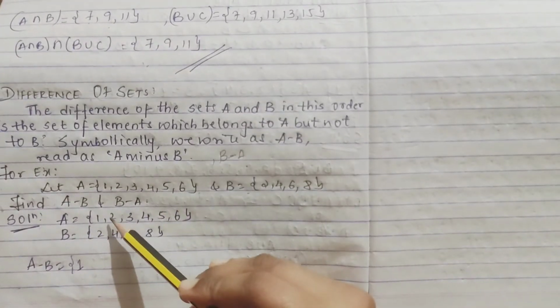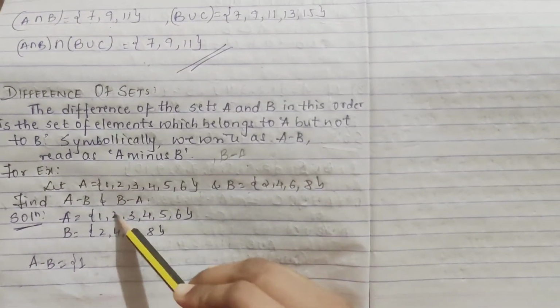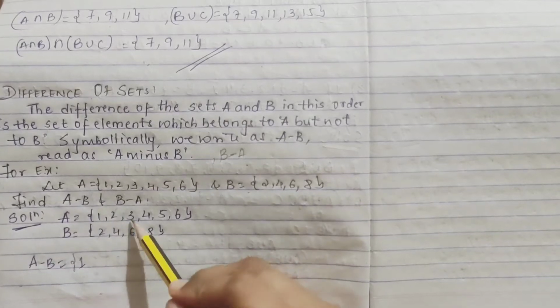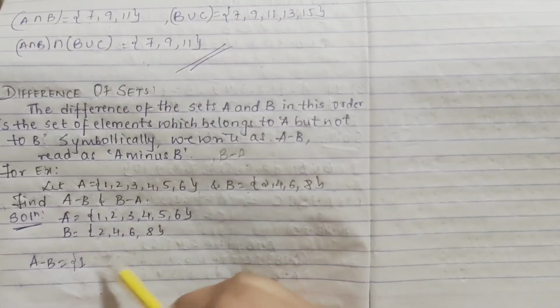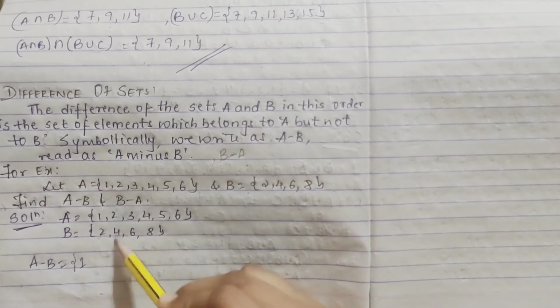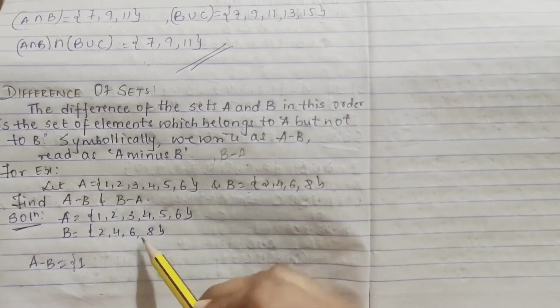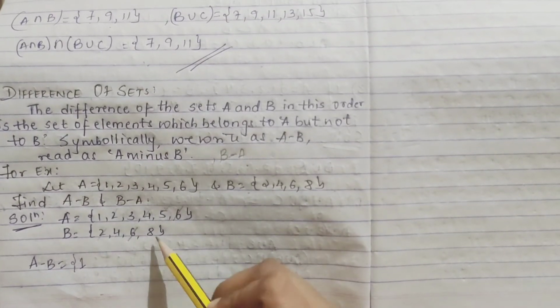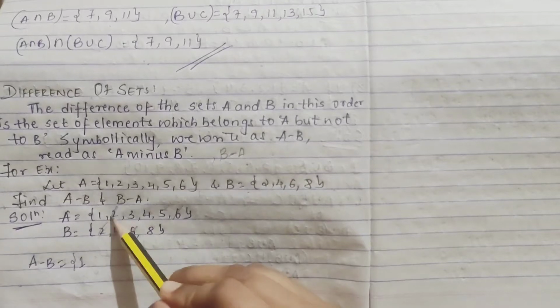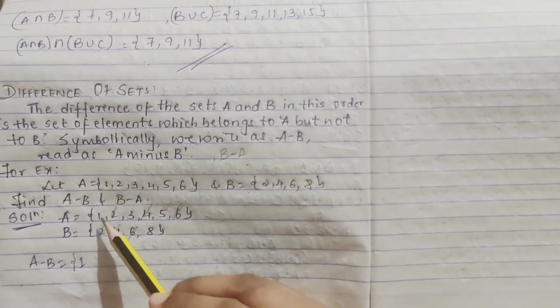Next, check for 2. 2 is in A, 2 is in B. So 2 minus 2 will be 0. So 2 gets cancelled. 3 is not there in B, so 3 comes in. 4 is there, 4 minus 4, 0. 5 is not there, so 5 comes. 6 is there, 6 minus 6, 0. These 2, 4, 6 get cancelled, and you are left with only 1, 3, 5.